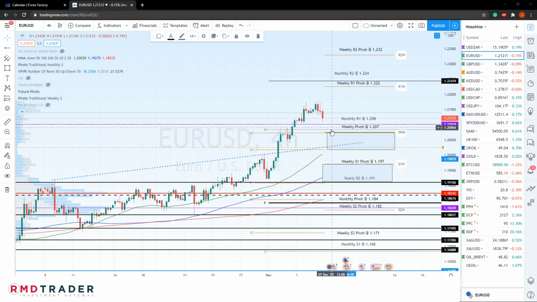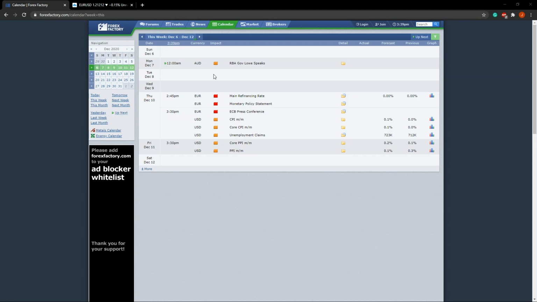Of course, should we see any bullish price action or price continuation from any of these areas, we would look out first for price to take out last week's high, and that could potentially then see a new bullish target in the area between our weekly R1 pivot and our monthly R2 pivot, and that would be in the vicinity of 1.222.